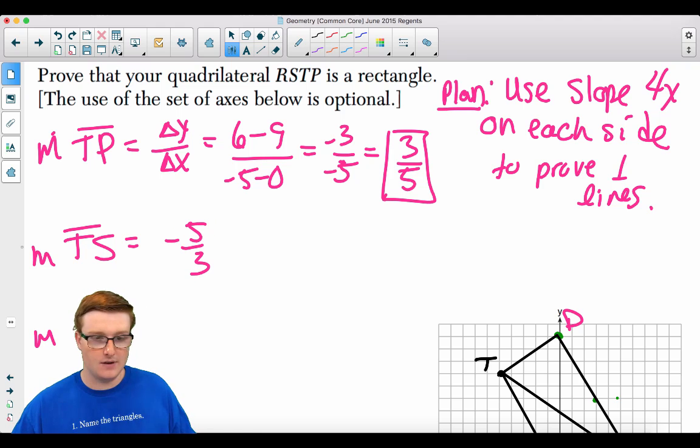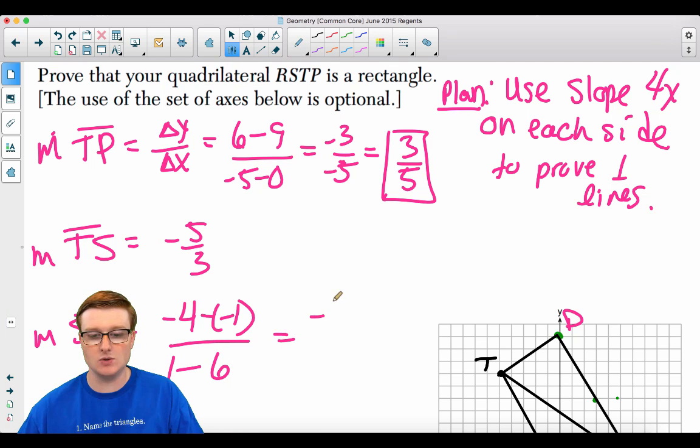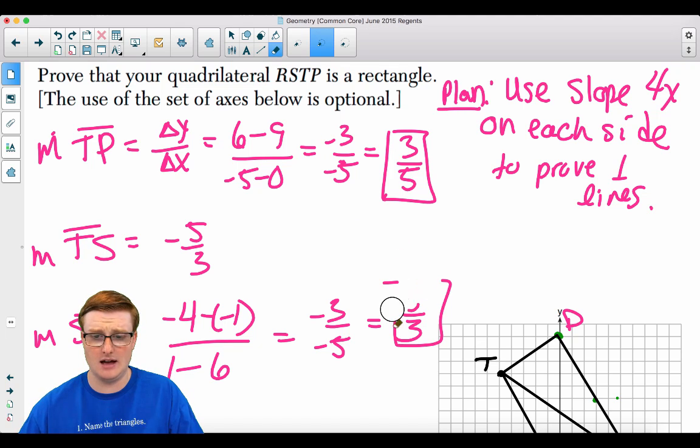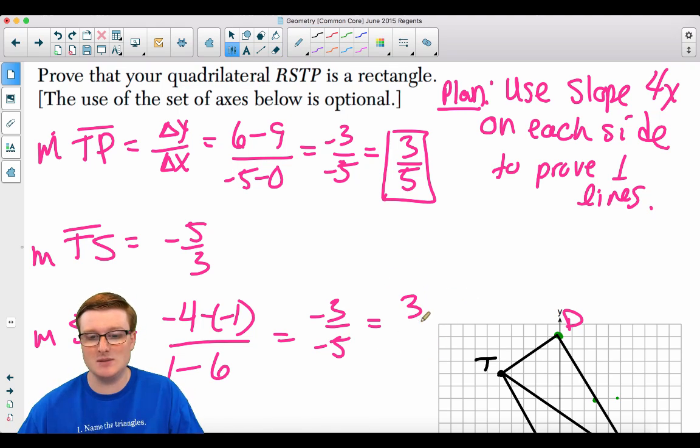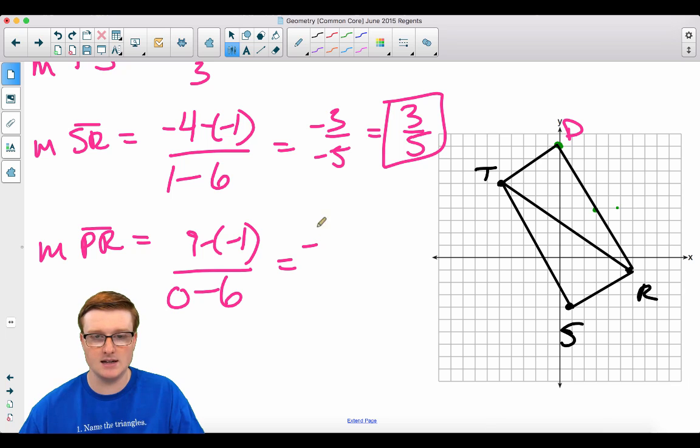Now the slope of SR is going to be negative 4 minus negative 1 over 1 minus 6, which is equal to negative 3 over negative 5, which is equal to 5/3. No, I'm sorry. I just flipped that for some reason. I apologize. That's going to be 3/5. Okay? Now, we just calculated that before. Darn. Okay, so the slope of PR, that's going to be 9 minus negative 1 over 0 minus 6. That's going to be 10 over negative 6, which is equal to negative 5/3.